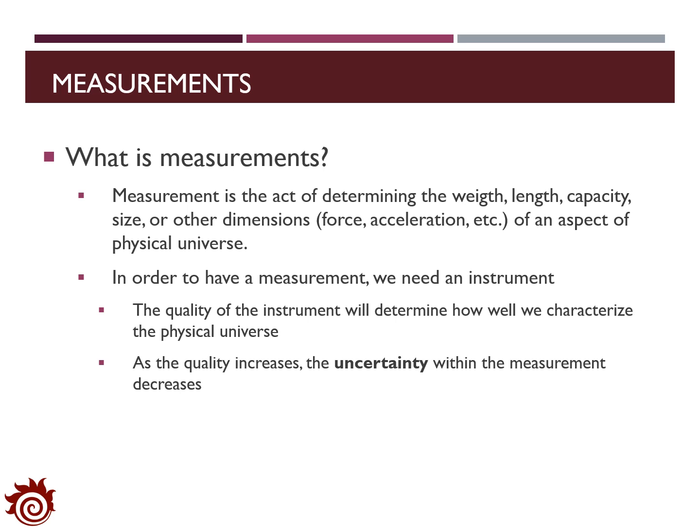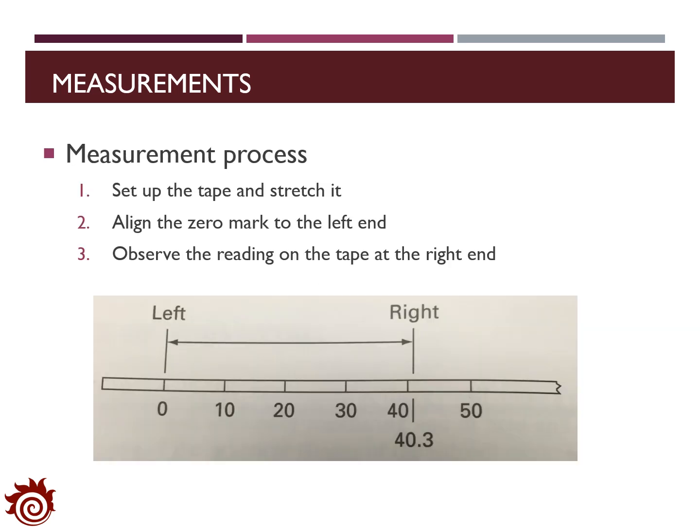First, we need to define what a measurement is. The measurement is an act of determining the weight, length, capacity, size, or other dimensions such as force, acceleration, and so on, of the physical universe. In order to have a meaningful measurement, we need to use instruments. And the quality of the instrument is very important for us to determine how good the measurement result is. With the higher quality of the instrument, the uncertainty within the measurement would be smaller, and this will give us better measurement result.